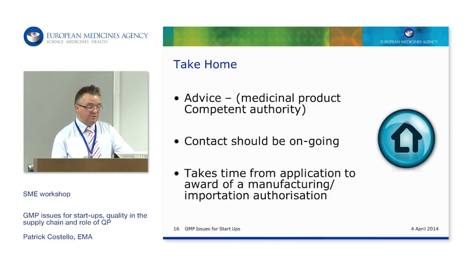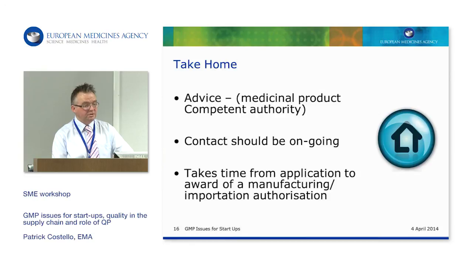Seek their advice. Many medicinal product competent authorities are only too happy to give advice in relation to a manufacturing facility that you propose to build. They will often review plans on site, or else you can go into the offices of your competent authority and have a walk through the plans of your new facility or a facility that you're developing. So use that advice. The contact should be ongoing.